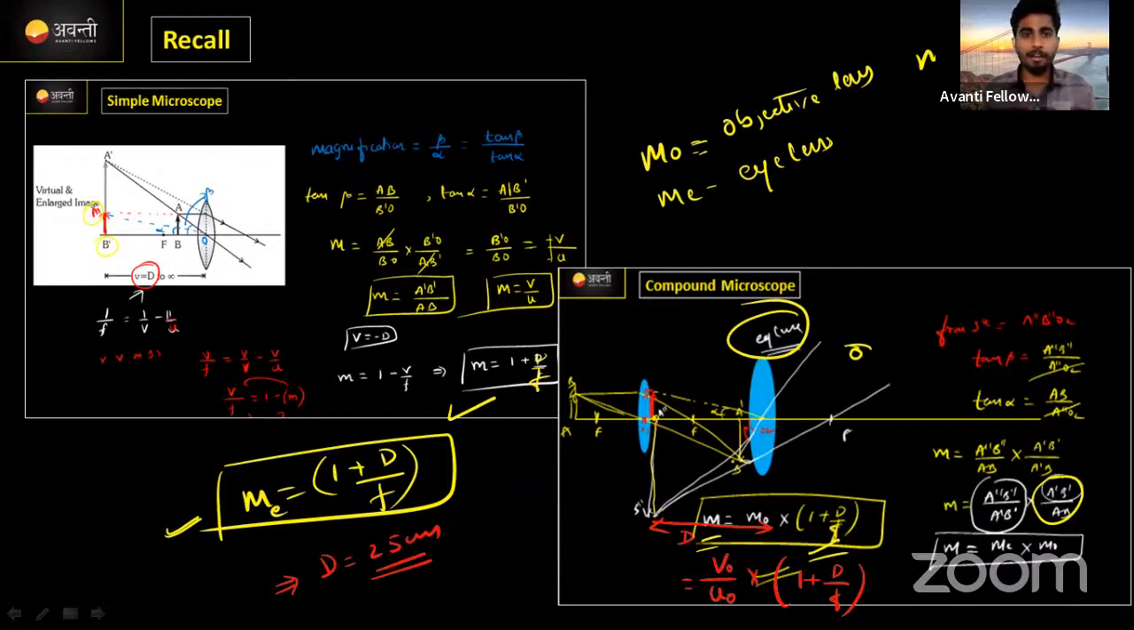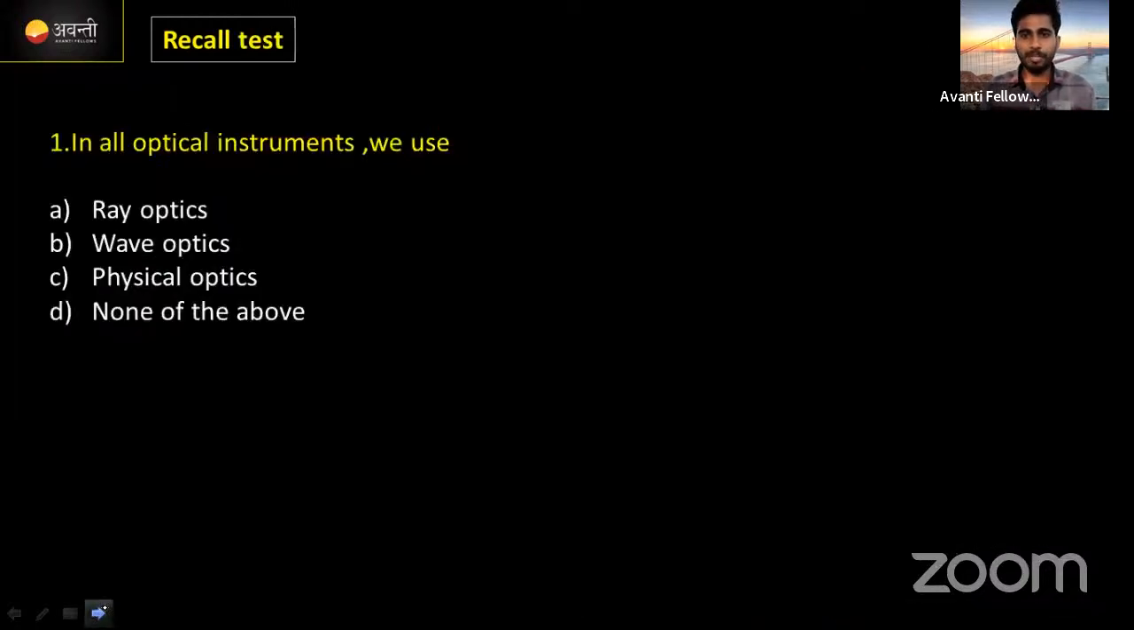Okay, if you know this much, the next thing we are going to discuss further. Before that, guys, I have a few questions. First question: in all optical instruments we use, which is the correct option among the four? Ray optics, wave optics, physical optics, none of the above. Give your valuable answer here quickly.